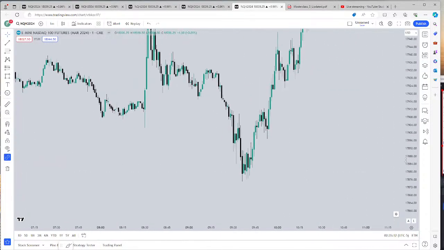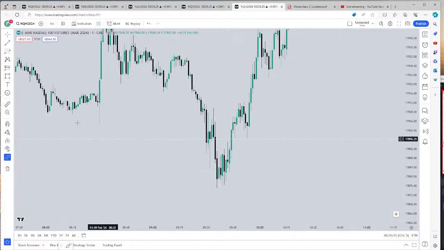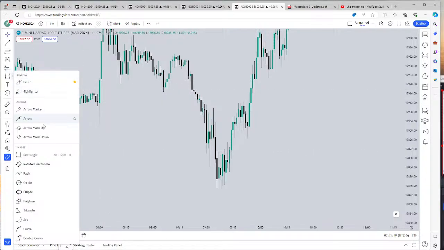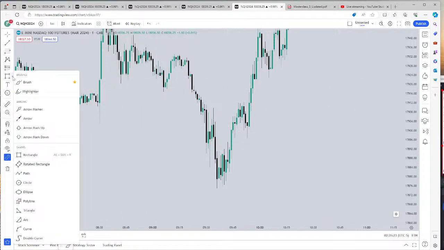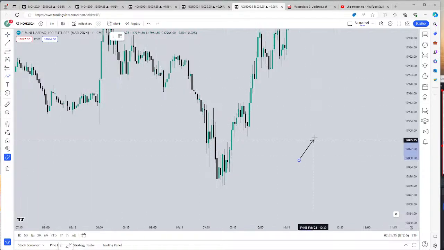Now here's the thing. Here's an example of a breaker, right? Now people class breakers differently, and it's one of those things. Even ICT talks about how people use these PD arrays wrong. But for a bullish breaker, this is kind of what you're looking for. And I'll draw this out, right?